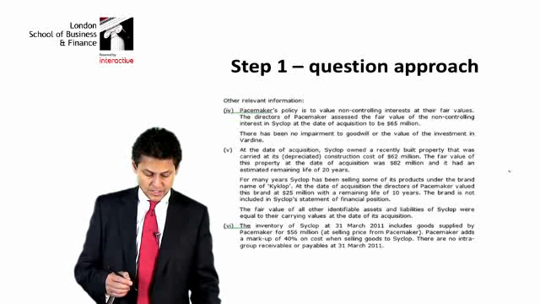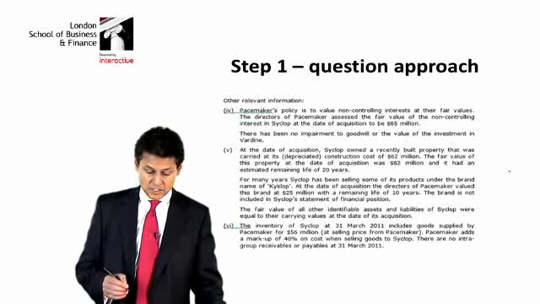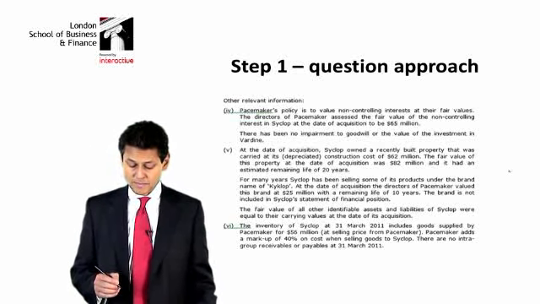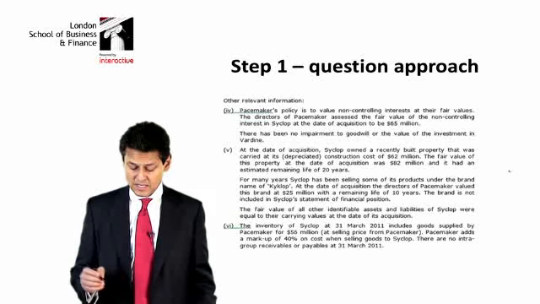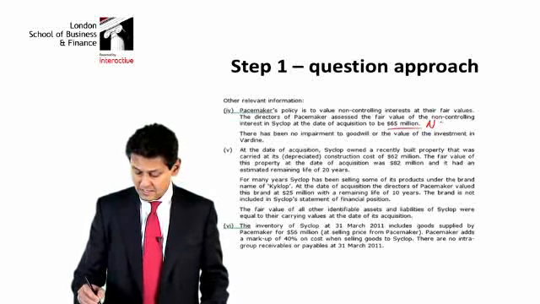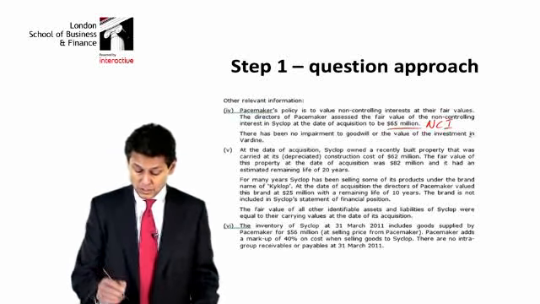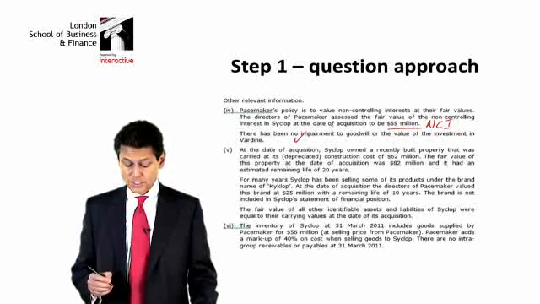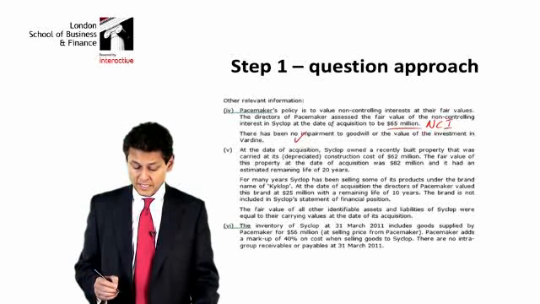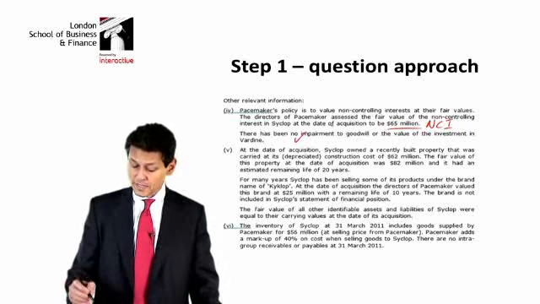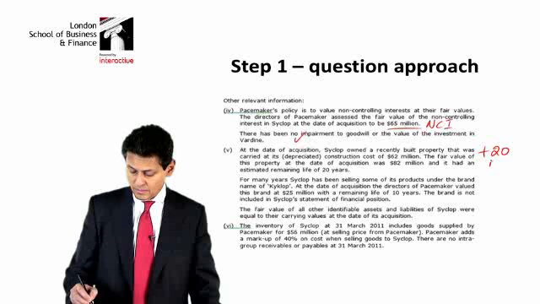The next part of the question, Pacemaker's policy is to value non-controlling interests at their fair values. The directors of Pacemaker assess the fair value of the non-controlling interest to be this figure. So that's used for NCI, non-controlling interests. There's been no impairment to goodwill. That's good. At the date of acquisition, Cyclop owned a recently built property that was carried at its depreciated construction cost of 62 million, but the fair value is 82 million. So can I say it's gone up by 20? What's called a fair value adjustment, and you divide that by 20 years, and that's 1 per annum.